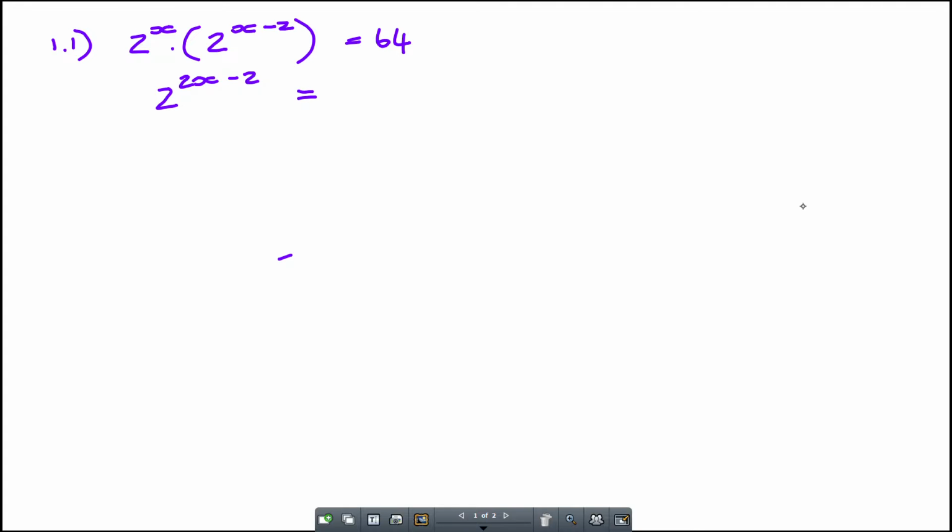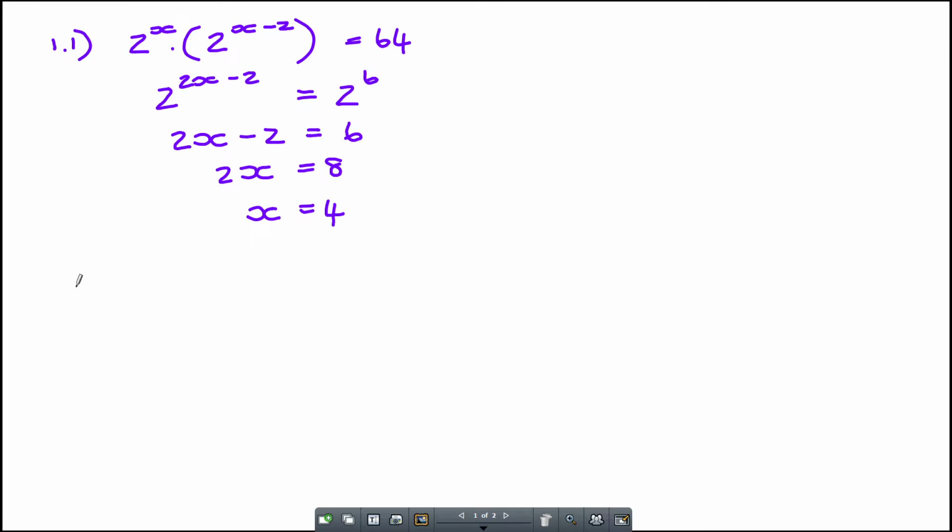Do you guys agree? Okay, and then the 64, I'm also going to change to a base of 2. So I want to write that as 2 to the power of 6. Now, because the base is the same on both sides, and there's an equal sign in between, I can now only look at the exponent. So I can say 2x minus 2 is the same as 6. So we take the minus 2 over. So 2x is equal to 8, which means that x will be 4. You guys good with that?